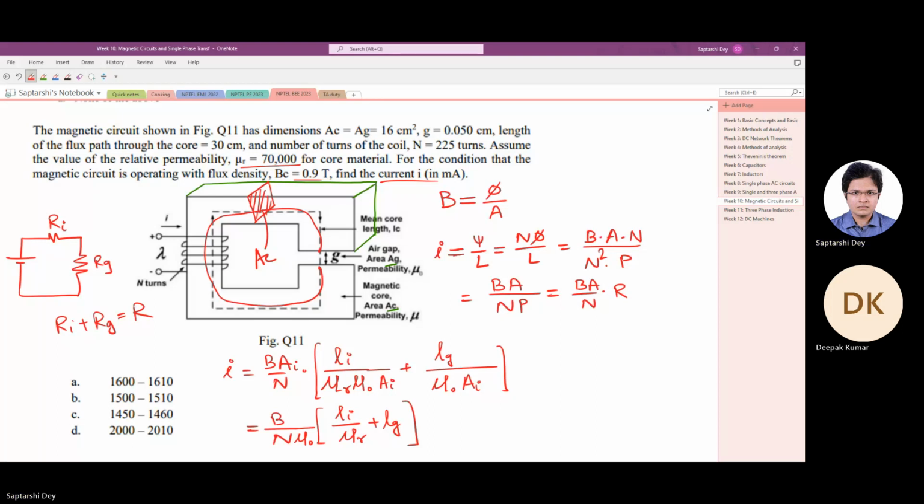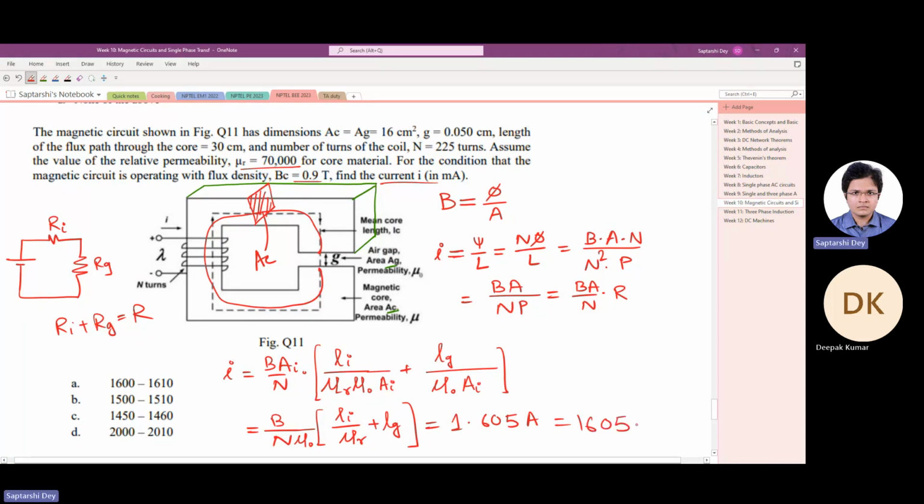Okay, so now we have all the data, right? 225 times mu naught, 4 pi into 10 to the power minus 7, times Li. Li is 30 centimeter, 30 into 10 to the power minus 2, by mu r is 7 into 10 to the power 4, plus Lg is 0.05 into 10 to the power minus 2. So some value I got, which is 1.605 ampere. They have asked in milliamperes, so 1605 milliampere. So this is the answer.